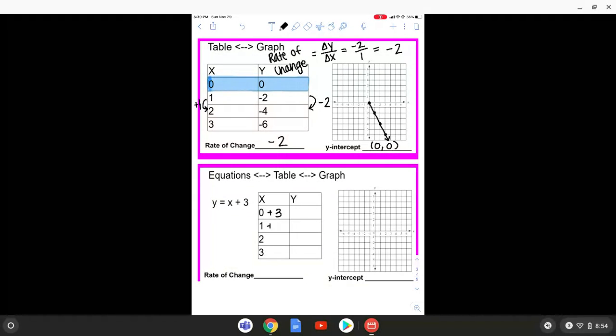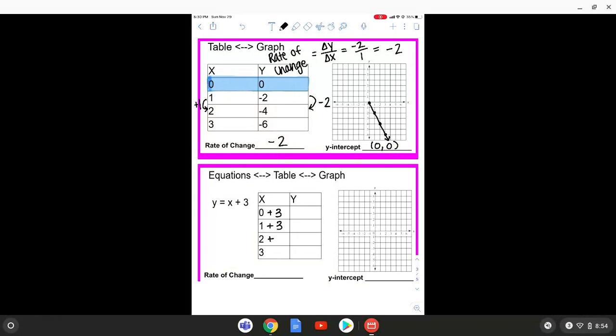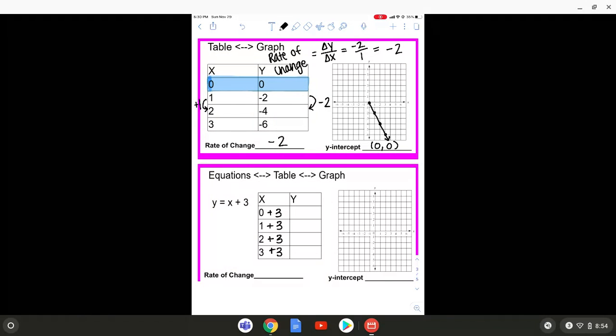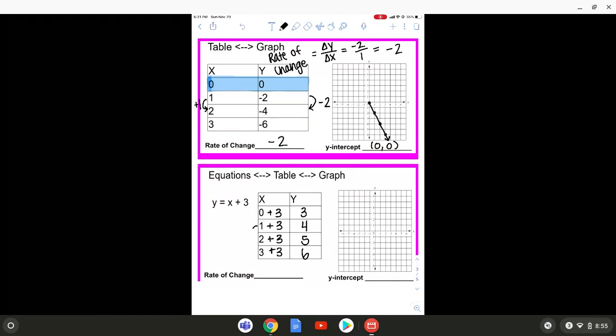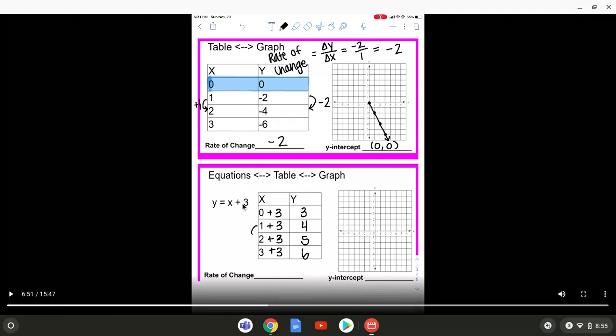So now on the bottom here, I have 0 plus 3. I'm just going to add 3 to all my x values. So I've added 3 to all of them. 0 plus 3 is 3. 1 plus 3 is 4. 2 plus 3 is 5. And 3 plus 3 is 6. And again, I get that from this equation right here that tells me y is going to be equal to my x value plus 3.